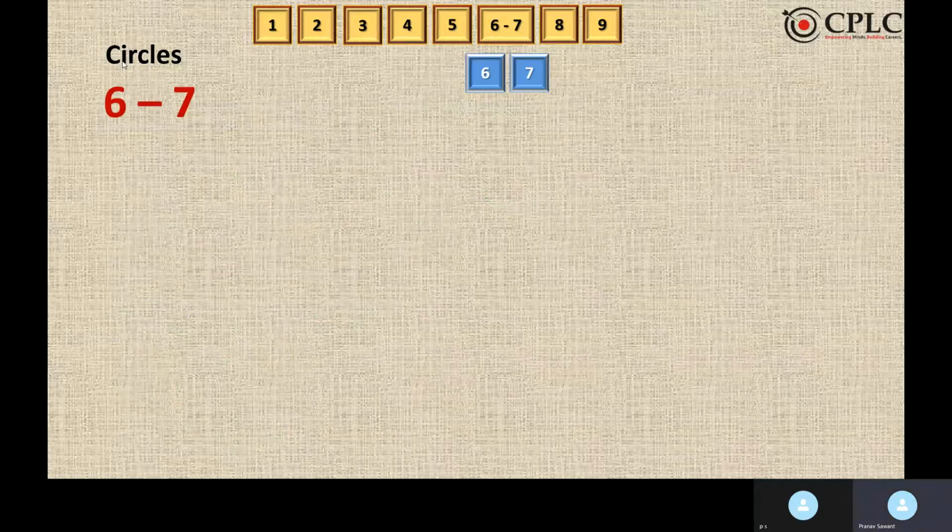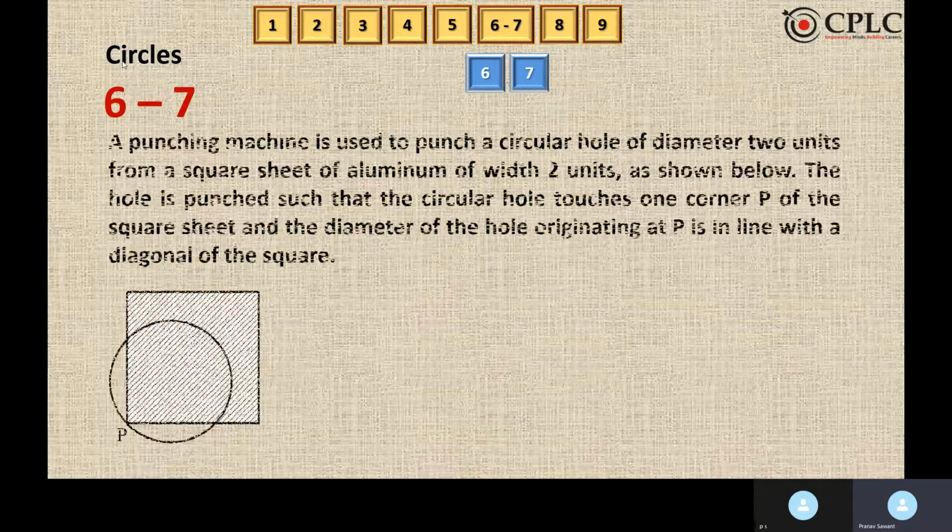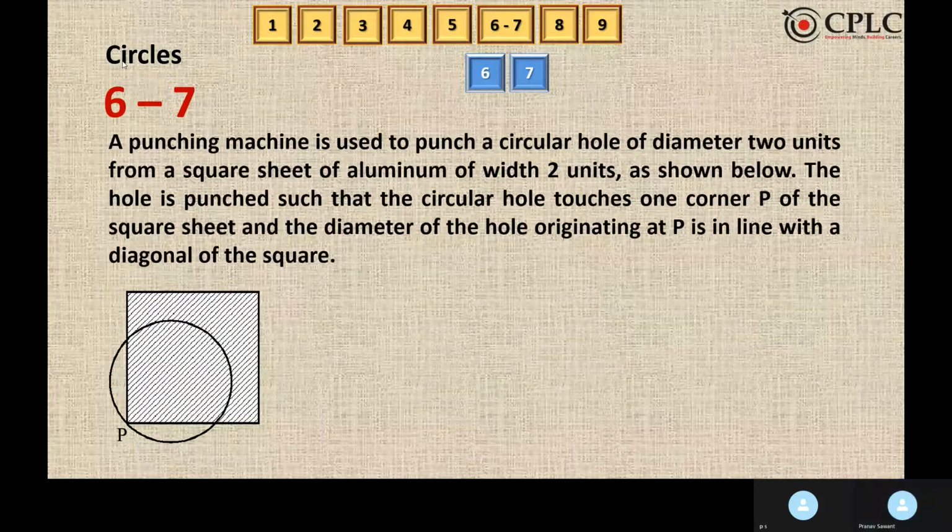Moving to the next question. A punching machine is used to punch a circular hole of diameter 2 units from a square sheet of aluminium of width 2 units as shown below. The hole is punched such that the circular hole touches one corner P of the square sheet and the diameter of the hole originating at P is in line with a diagonal of the square.